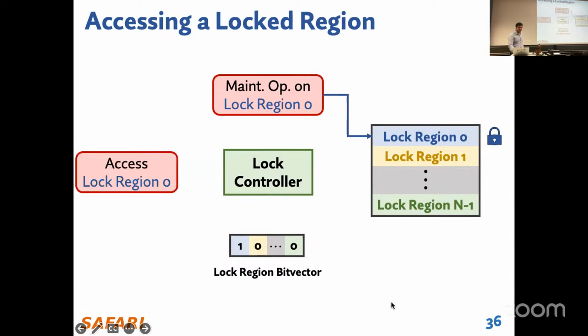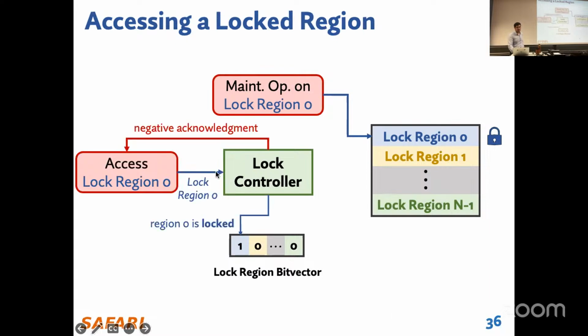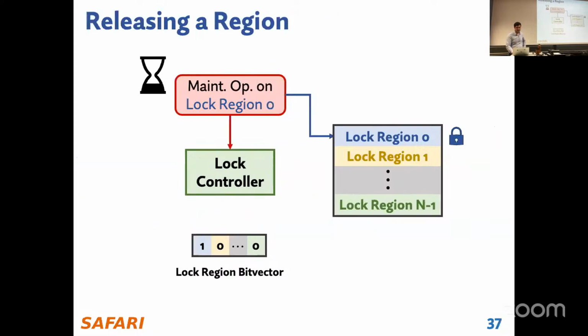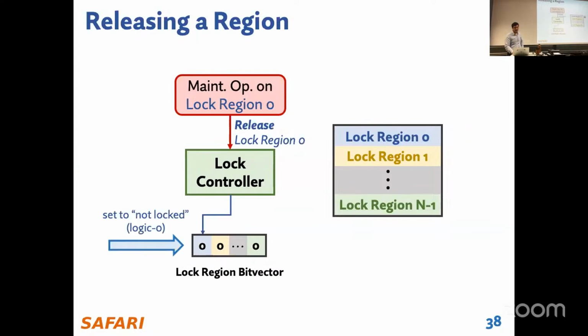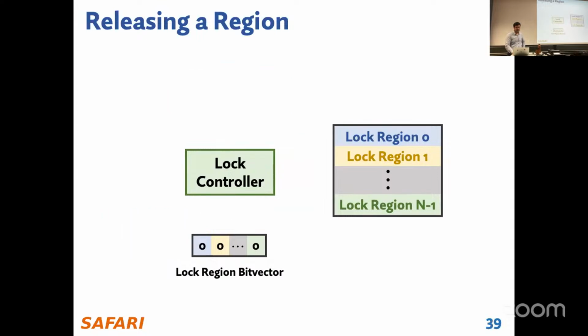Had the memory controller tried to access region 0, it would receive a negative acknowledgement because that region is currently locked. We will discuss how the memory controller deals with negative acknowledgements later in the slide. Once the maintenance operation ends, the lock controller releases the lock by setting the corresponding bit in the bit vector to 0. Very simple. And that's how SMD locks and releases regions. Any questions?